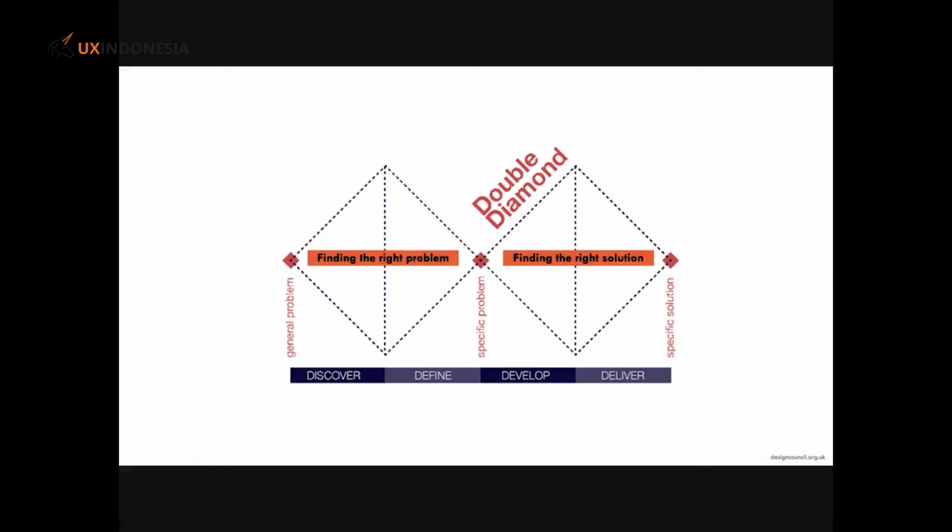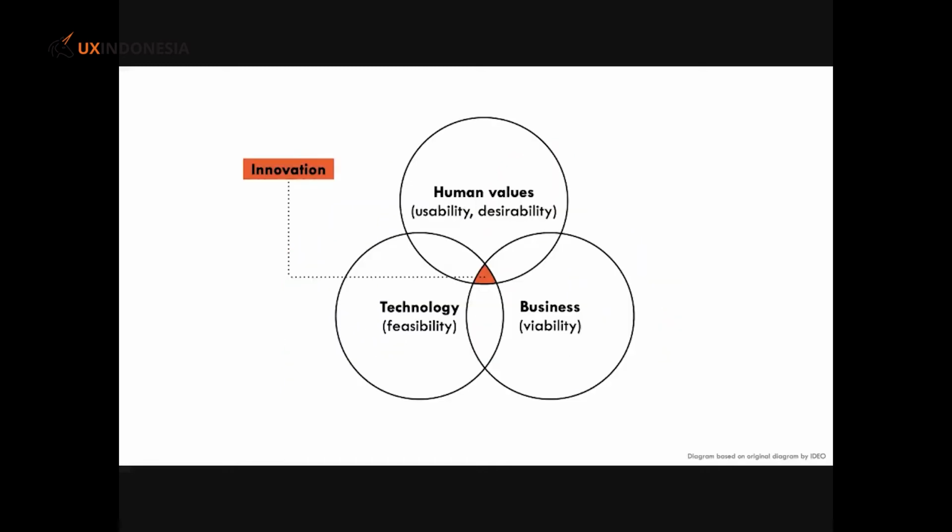Or in other words, the first diamond is really about finding the right problem that we are trying to address, and the second diamond is about finding the right solution. For an innovation to happen, we need to make sure we're addressing all these 3 values. So we need to understand the human values, which relate to usability and desirability, and that's usually the user experience design, the design thinking, and the human-centered design focus. But we also need to make sure that whatever we're coming up with is viable, so there's a business model behind it, and it's also feasible, so that we can actually build it technically.